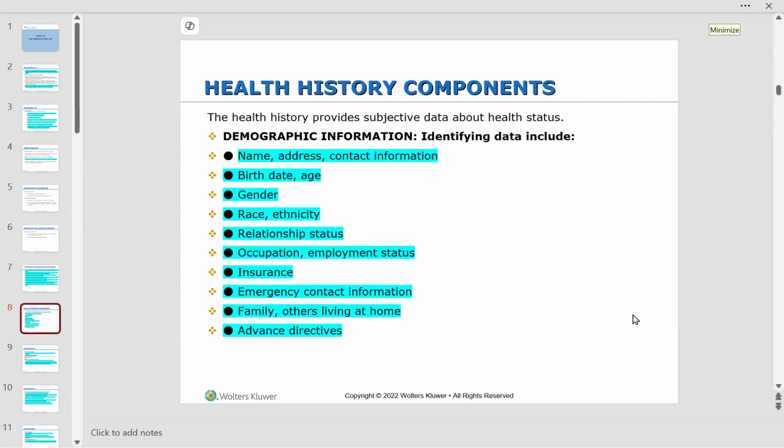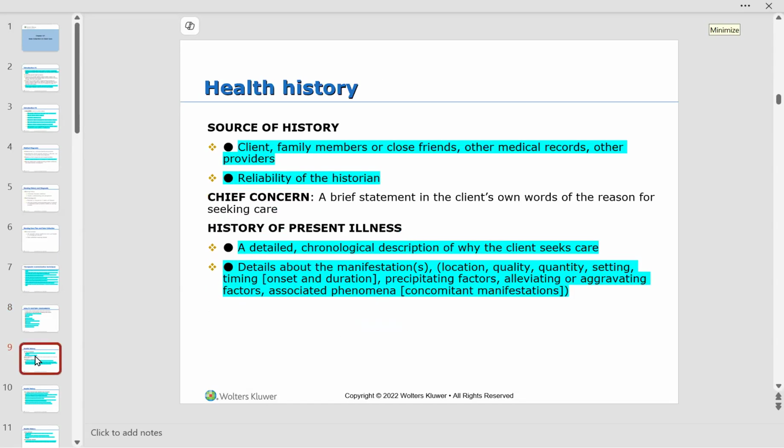Here is the way a health history should go. What's the information you need? You need their name, address, and contact information, phone number, birth date and age, their gender, their race. Are they married, single, divorced, widowed? What do they do for a living? Are they working? What's their insurance? Emergency contact. Where do they live? Do they live with family or other people in the home? Do they have advanced directives? And then source of history. Who is giving you the history? Is it the patient, or if the patient has dementia, is it a family member? So is it reliable? Is it accurate?